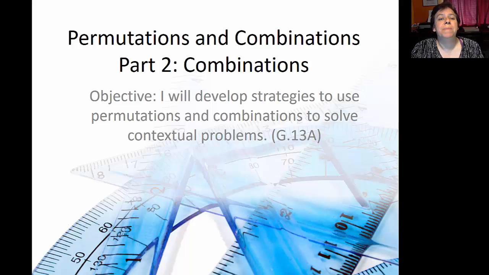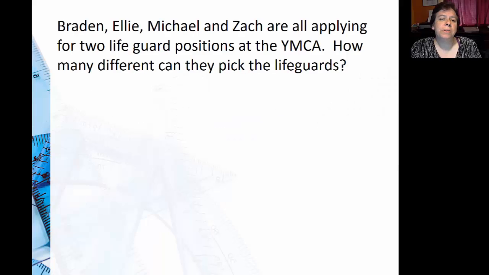Now we're going to look at something called combinations. So what's a combination? First of all, let's take a look at a problem. Braden, Ellie, Michael, and Zach are all applying for 2 lifeguard positions at the YMCA. How many different ways can they pick lifeguards?